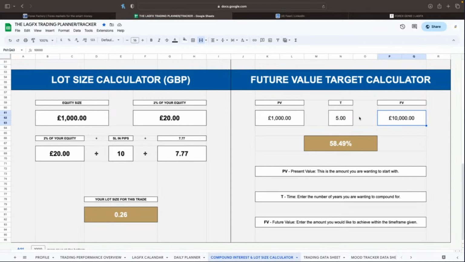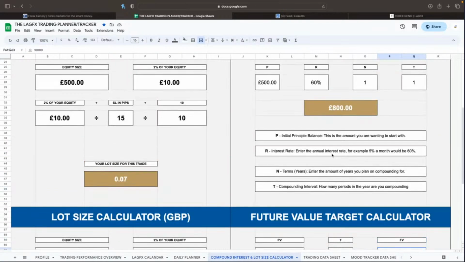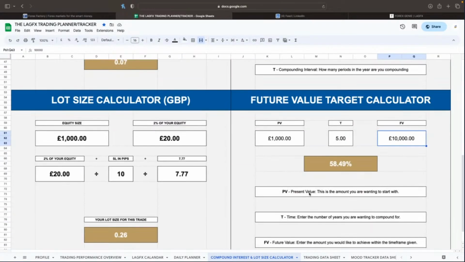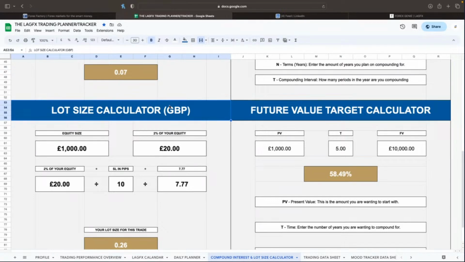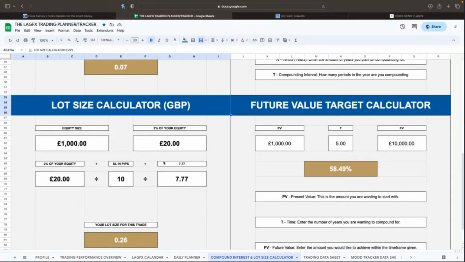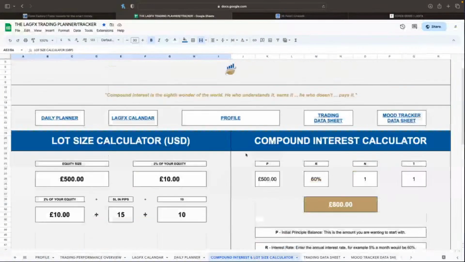Now, I've got clients who are making 10, 15, 20% a month on their equity. So this is another way of deciphering, well, how much could I make? And even this way, how much could I make working with LAGFX? Yeah. This is obviously just your lot size calculator for all of Great British Pound, all for the UK clients and your European clients. This is the formula that I would expect you guys to use.